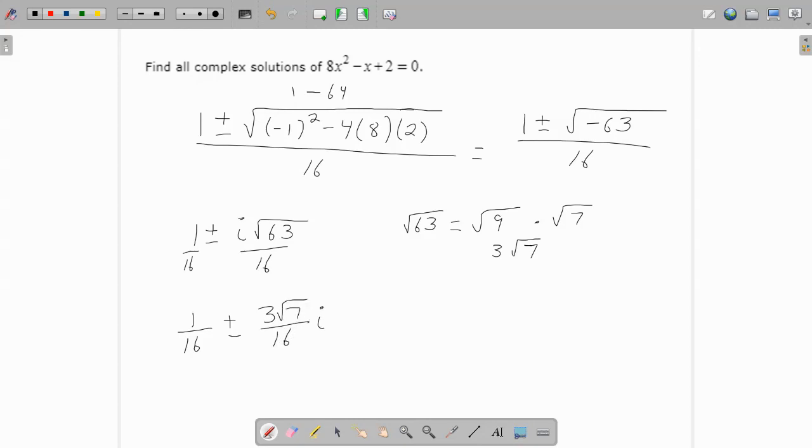And they like putting the I after. I like putting it before when I take it out, but the final answer has to be that A plus BI. And the 3 and the 16, nothing goes into 3 and 16. The only thing that goes into 3 is 1 and 3. 3 does not go into 16. So that is the final answer. So you have to check for any simplifying once you simplify the square root.